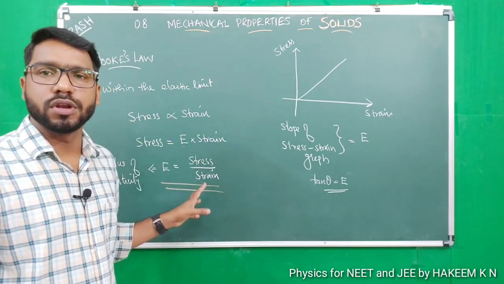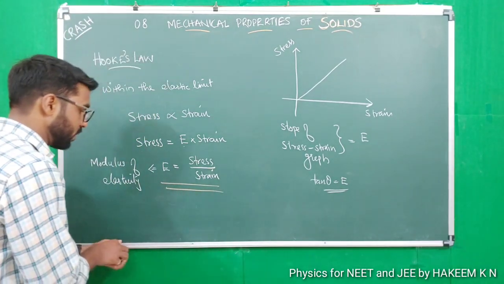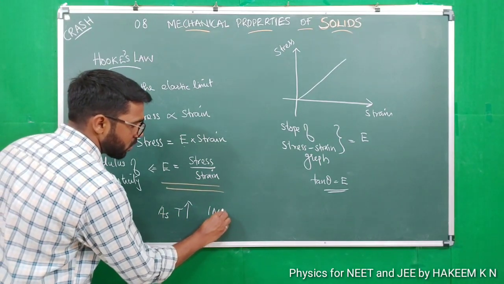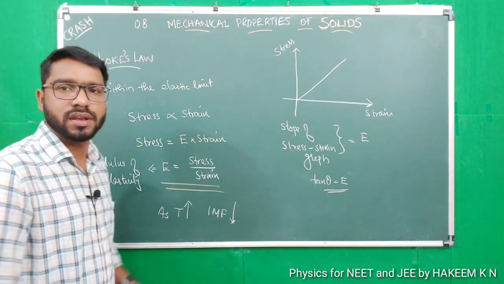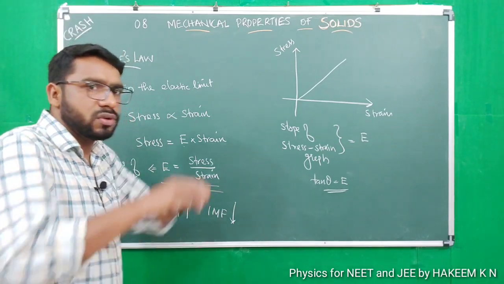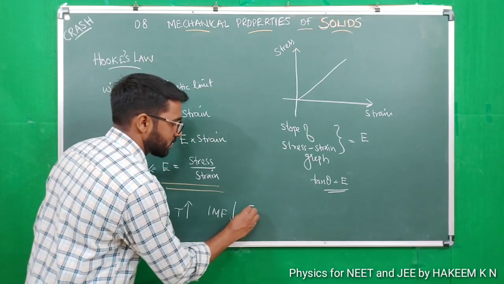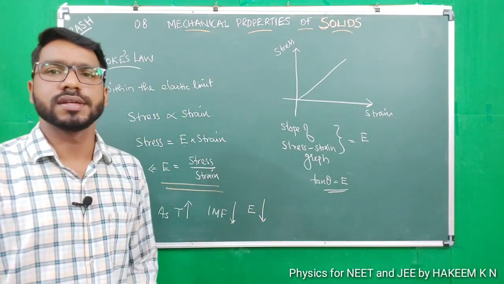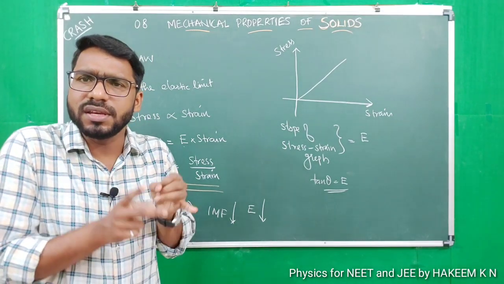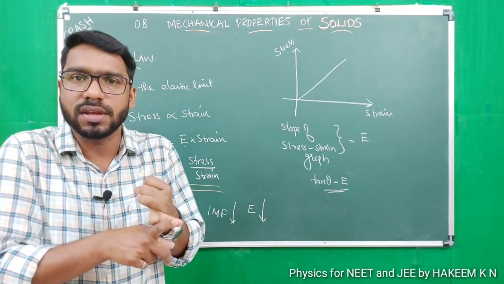The value of E, modulus of elasticity, depends on temperature. As temperature increases, intermolecular force decreases because molecules get more kinetic energy. So intermolecular force decreases as temperature increases, and then elasticity decreases. And the value of E is different for different materials.